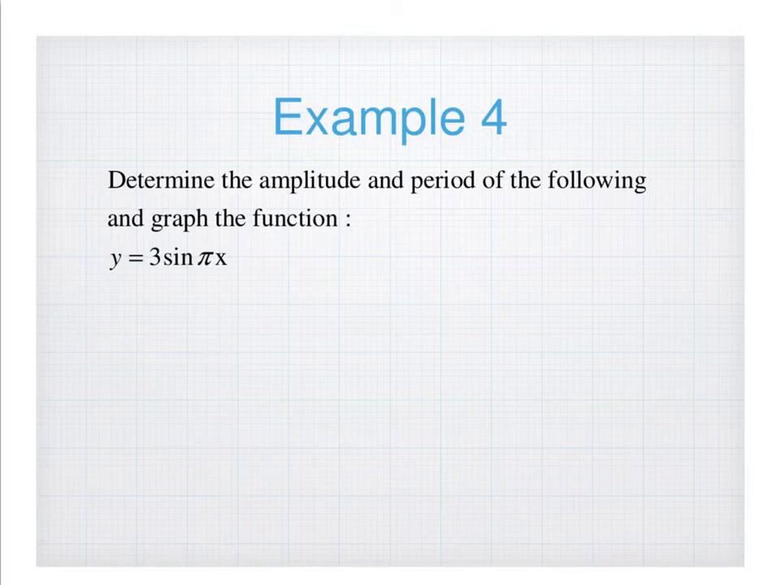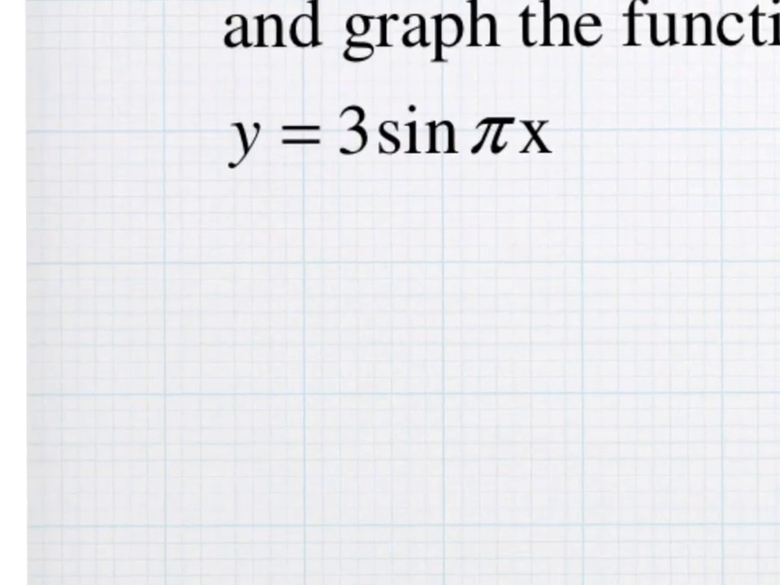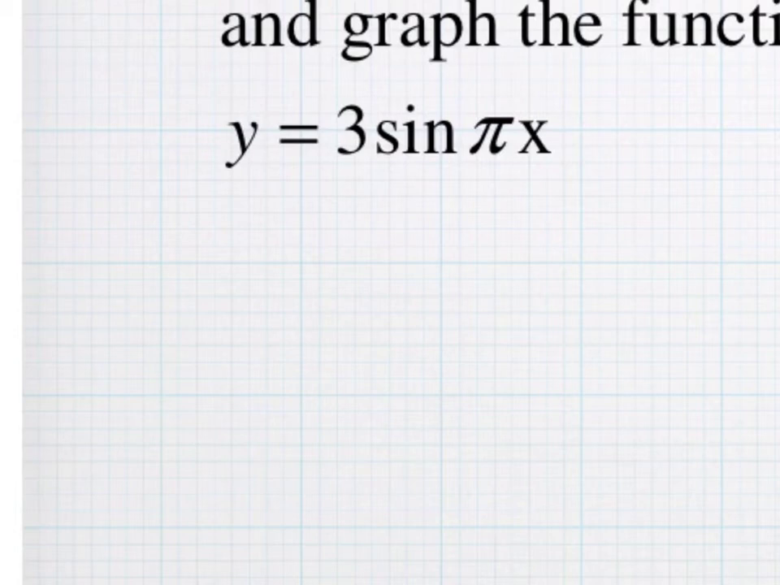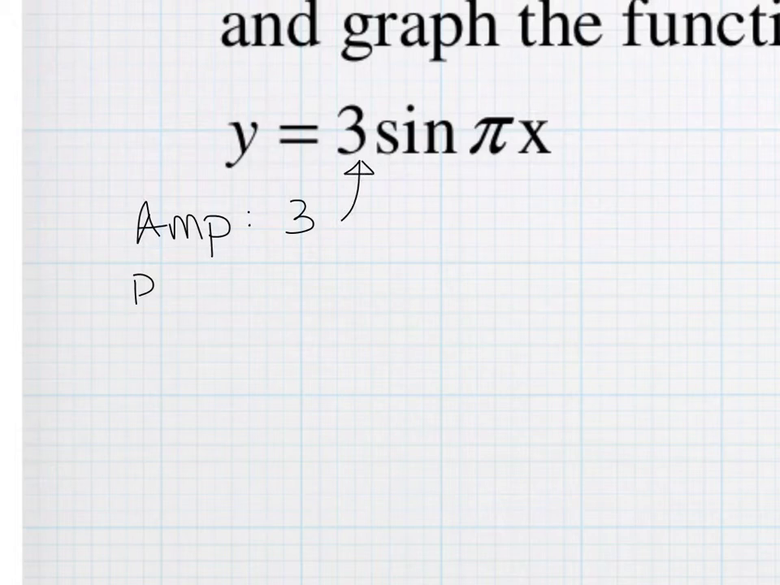All right, example number 4 says, determine the amplitude and the period of the following graph and graph the function. So another example. Let's start with your amplitude. Amplitude is 3, so your maximum and minimum are going to happen at 3, -3. Where did I get that? I got that from the value in front of sine.